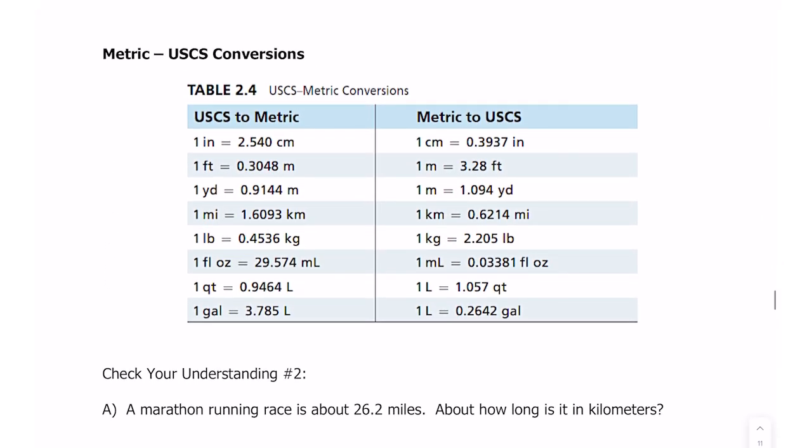Here are some conversions from metric to the US customary system. So in case you've ever had something in inches and you need to convert it to centimeters, 1 inch is actually 2.540 centimeters and so on. So here's another list of conversions, again converting from customary to metric. And then on this side, you've got metric to customary.